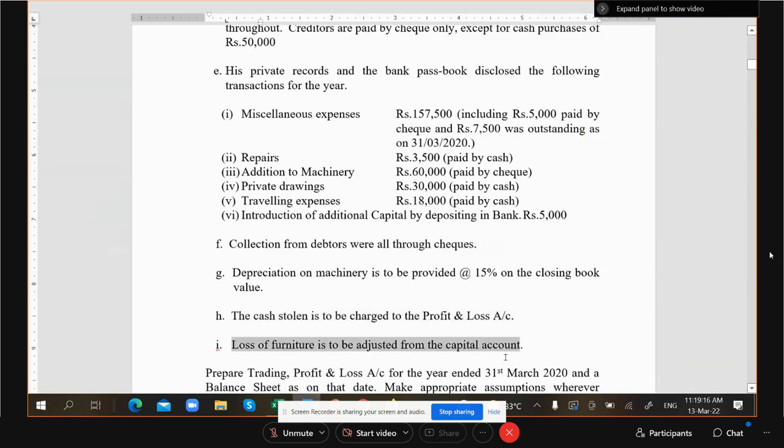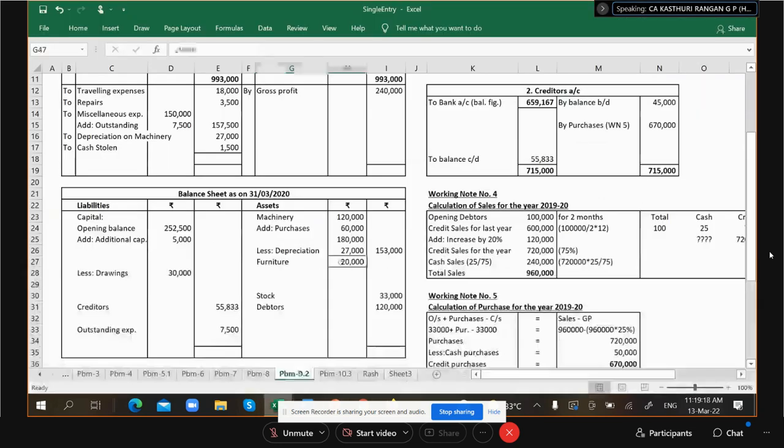Loss of furniture is to be adjusted from capital. See, the furniture of 20,000 is completely lost. Don't take it to P&L, adjust in capital. So, less damaged. 20,000 is damaged, so there is no balance in furniture. We have to deduct it from capital. This damage is adjusted in the capital account. So debit capital, credit furniture. Deducted from furniture, deducted from capital.